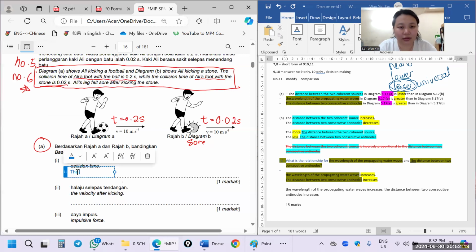Let's copy back the collision diagram. A is blah blah blah in diagram B. So the sentence format is always the same. Okay, compare. Very good.